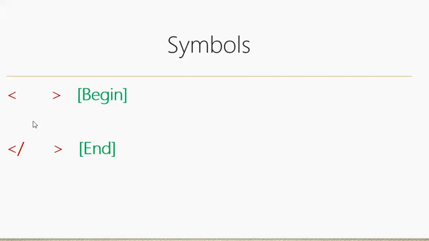There are a few symbols that you need to remember. When you begin a tag, a keyword, you need to start with an angle bracket and end with this angle bracket, and the ending of the same tag would start with an angle bracket and a forward slash and end with an angle bracket. So the space in the middle is where you would put your keyword that I showed earlier in the previous slide.